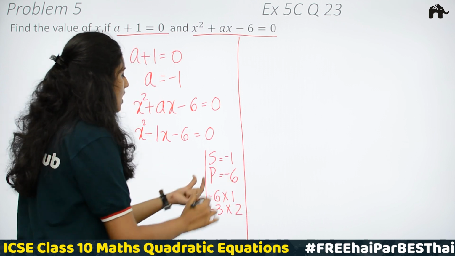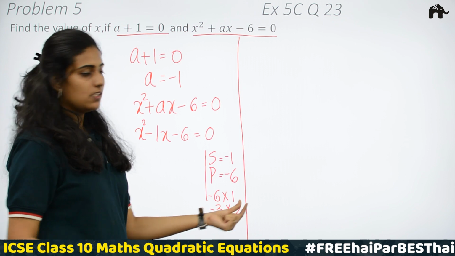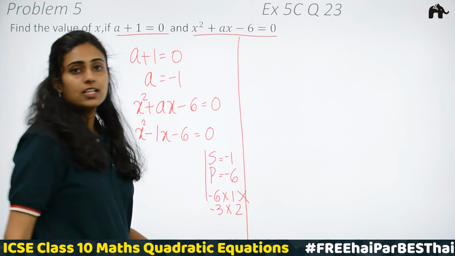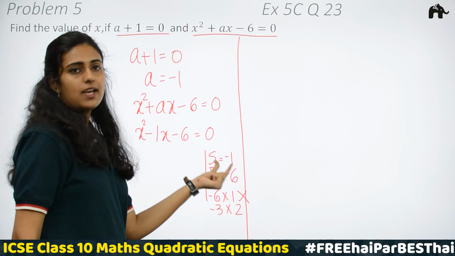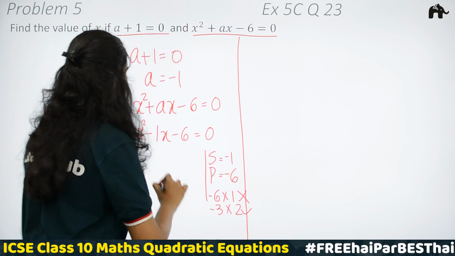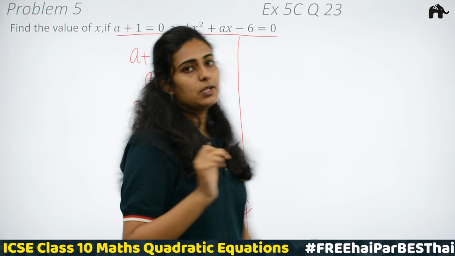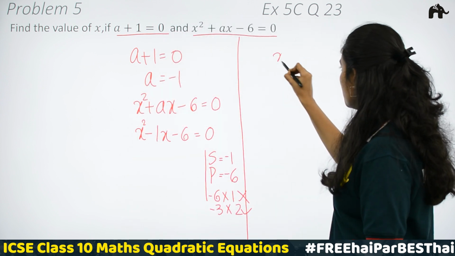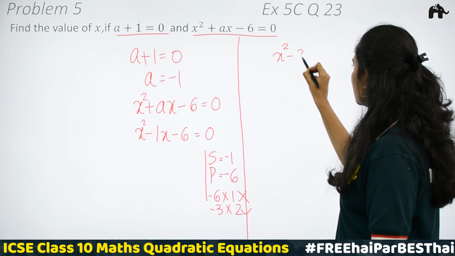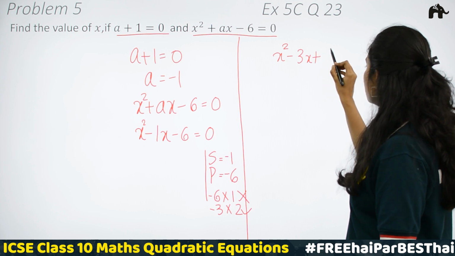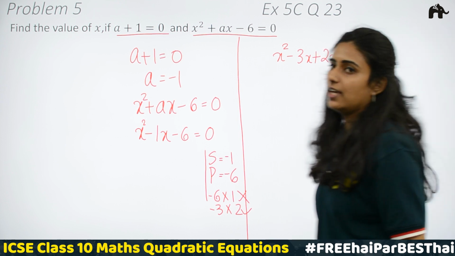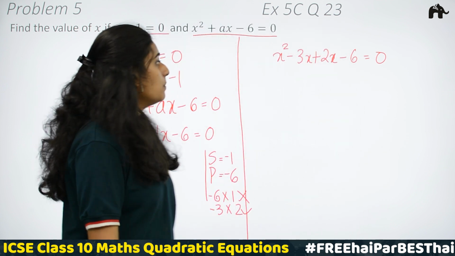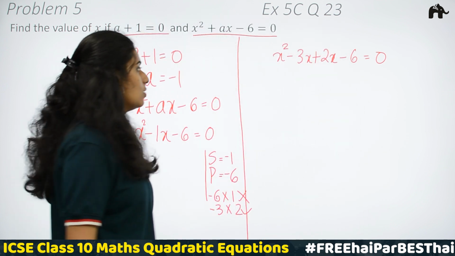Now check the sum. Minus 6 plus 1 is minus 5. So these are not the possible numbers. Minus 3 plus 2 is minus 1. So we can choose these numbers. Now splitting the middle term, we will be getting x square minus 3x plus 2x minus 6 is equal to 0.